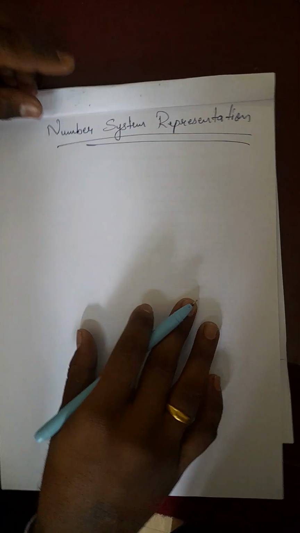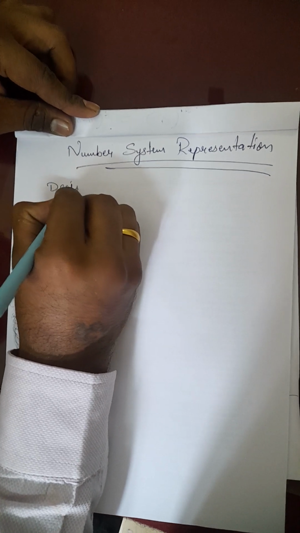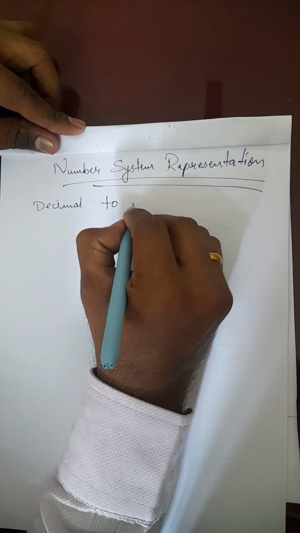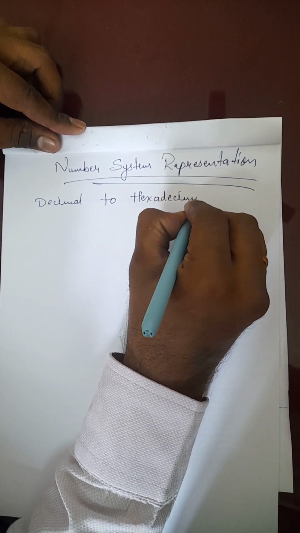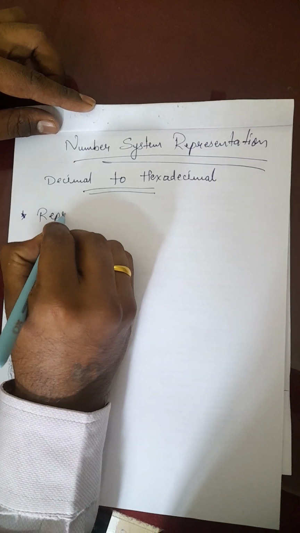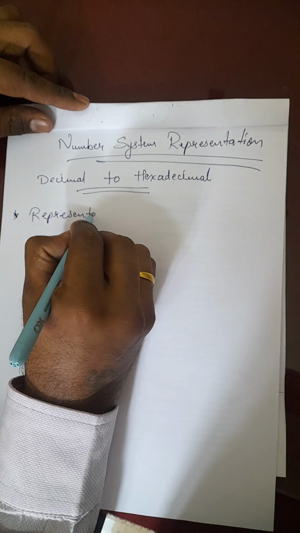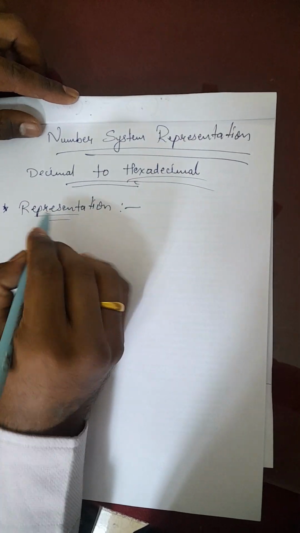Now, continuing from the first video on number system representation, let's start with the conversion of decimal to hexadecimal values. But first we have to be clear about the representation of these hexadecimal values, what it will be.